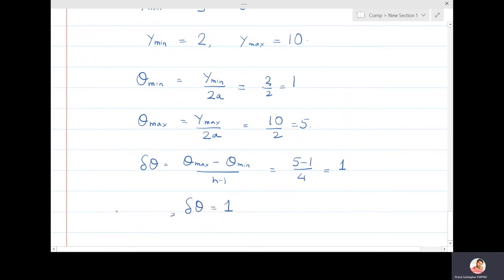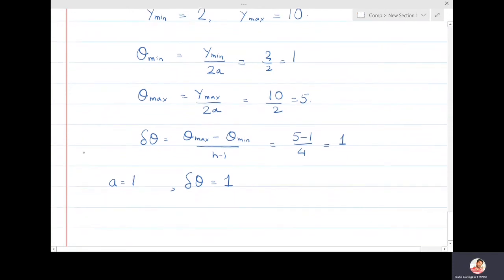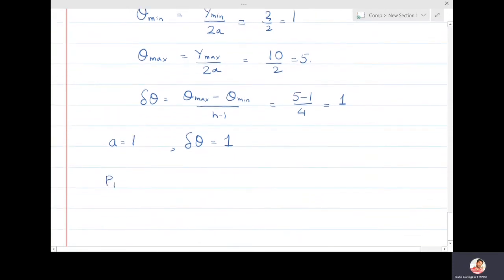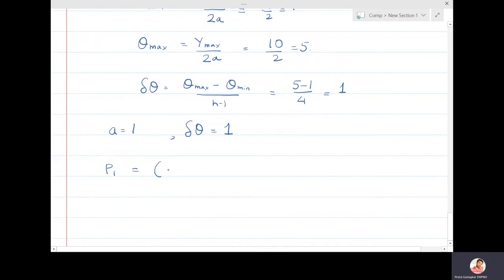The value of a is also 1. For the initial point, we know that the first point is chosen to be x min, y min, where x min is a theta min square and y min is given to us in the question.